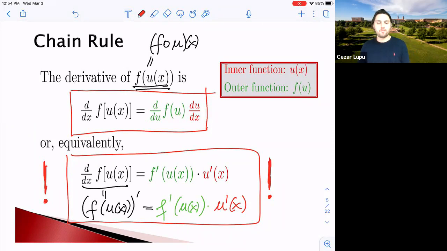So once again, if you have a composite function, f of u of x, then the derivative of f of u of x will be nothing else than just the derivative of f with respect to u, pay attention to the inner function, times the derivative of u with respect to x. So you always keep in mind that the u of x is the inner function, the f of u is the outer function. So that's how you're going to keep this in mind, right? I hope this makes sense.